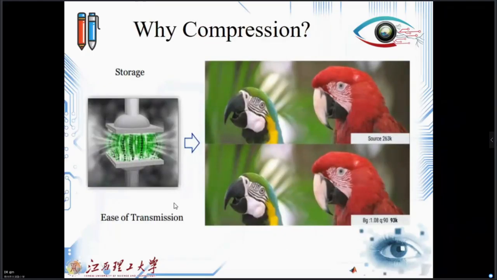One more example I bring shows why we need compression. In this bird's photo, suppose the upper one is 263K and the lower one is 93K, but there is some difference. We can say that storage and ease of transmission happen with this comparison of compression work.